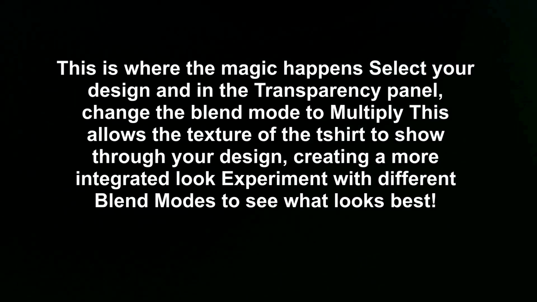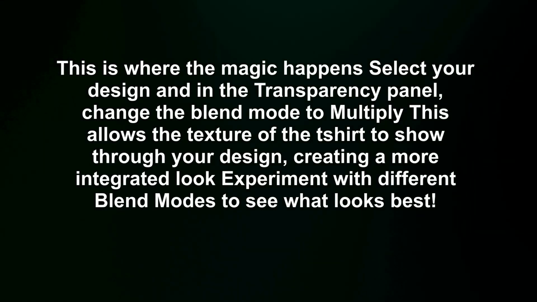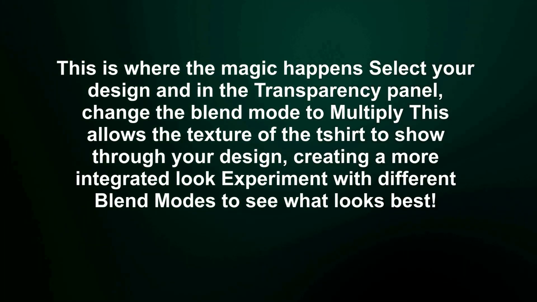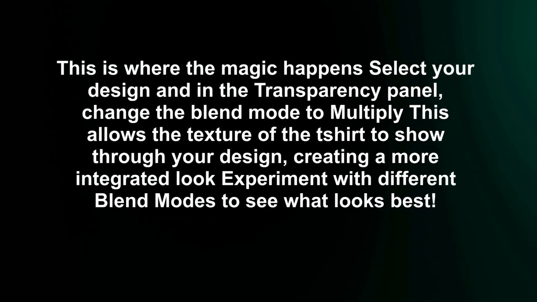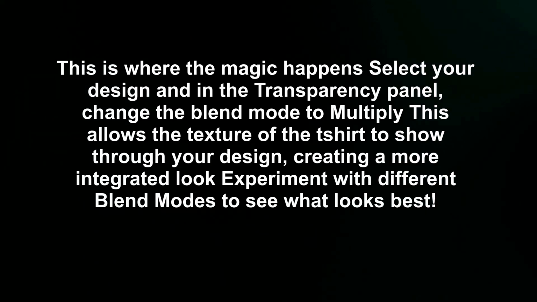Select your design and in the transparency panel, change the blend mode to multiply. This allows the texture of the shirt to show through your design, creating a more integrated look. Experiment with different blend modes to see what looks best.